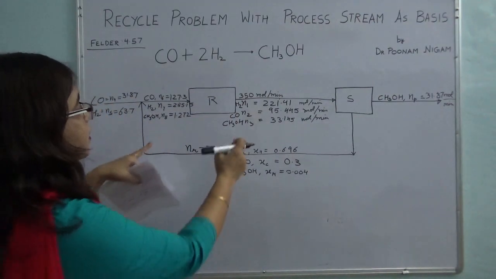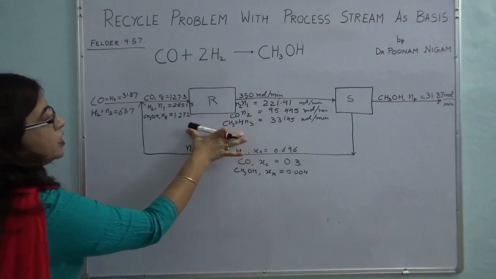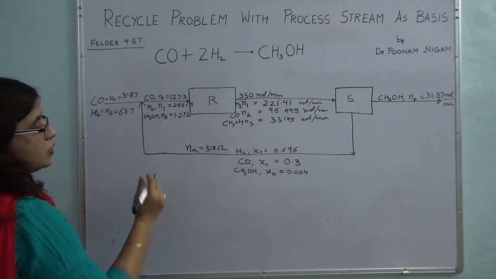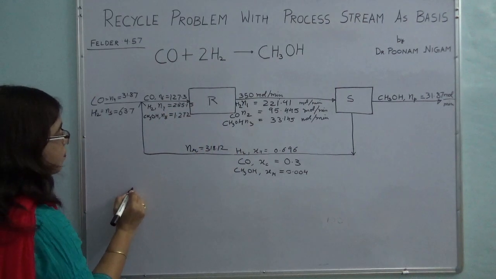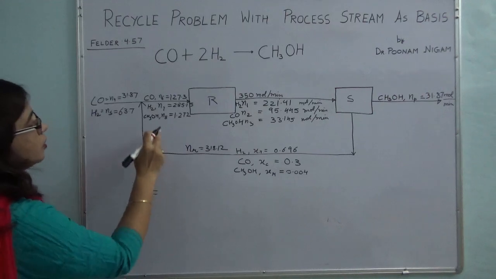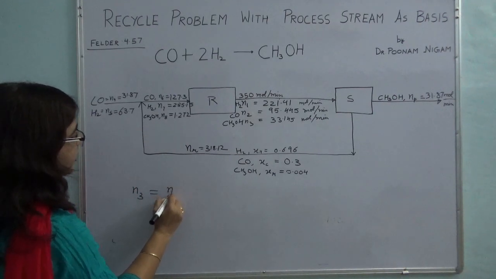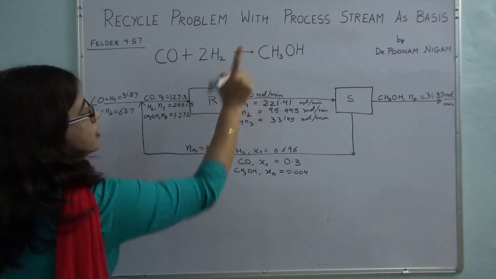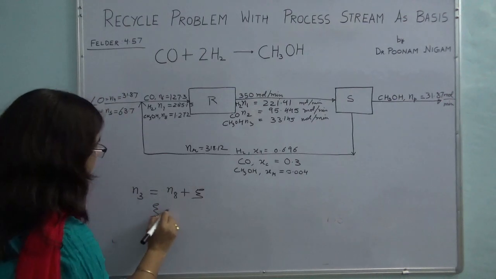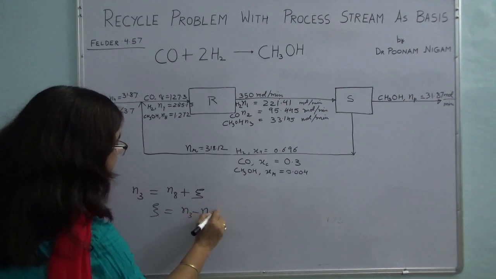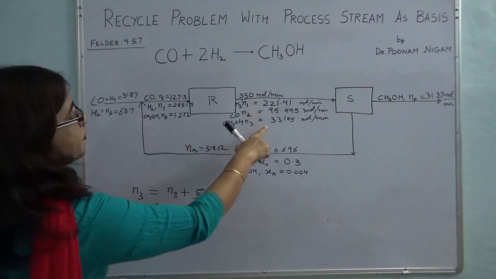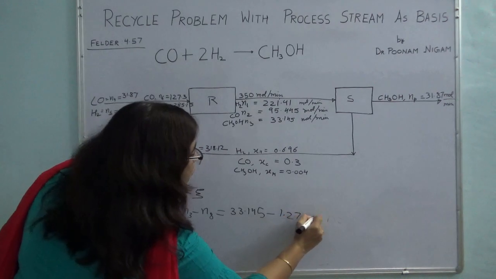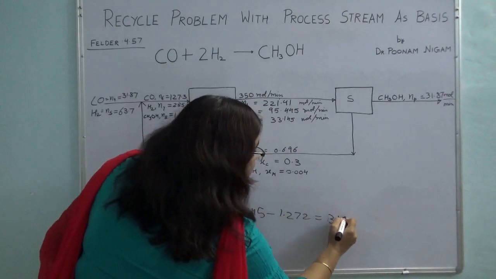Okay, so my, let's say, extent of reaction by using these compositions. Let's take the simplest one. What is the amount of methanol which is formed? So my final composition of this thing, N3, should be equal to what? My N0, that is N8, plus zeta, and this is plus 1. So zeta will be equal to N3 minus N8, and what is N3? 33.145 minus 1.272, and that comes out to be 31.87.